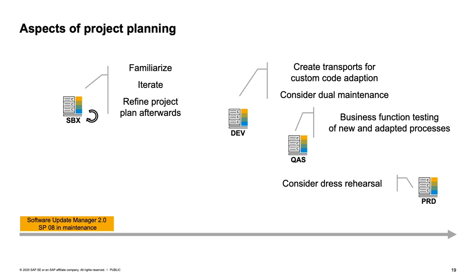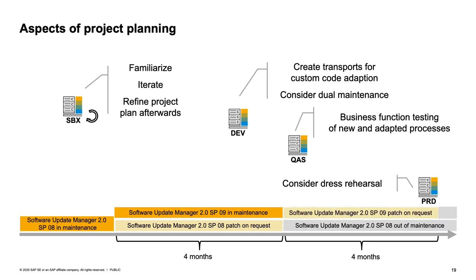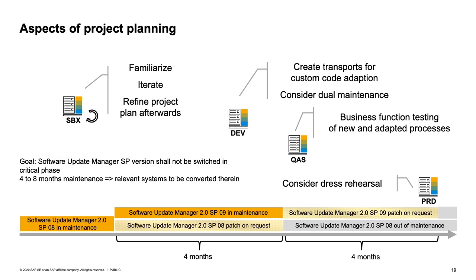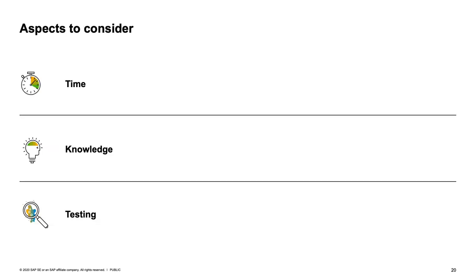For all this, you will have to consider the timeline. You have to take into consideration that the software update manager is available and in a phase we call in maintenance for 4 months. So you may start with software update manager, for example, 9 on the development system and consider a switch to a later version for Q&A and productive system, because after 4 months, an SP version of the software update manager will be out of maintenance and you do not want to run a software version of the SUM that is out of maintenance for your productive system. So consider this in your project planning, and this is what we call the maintenance strategy of the software update manager. You will find this attached to the respective node for the overall software logistics toolset.